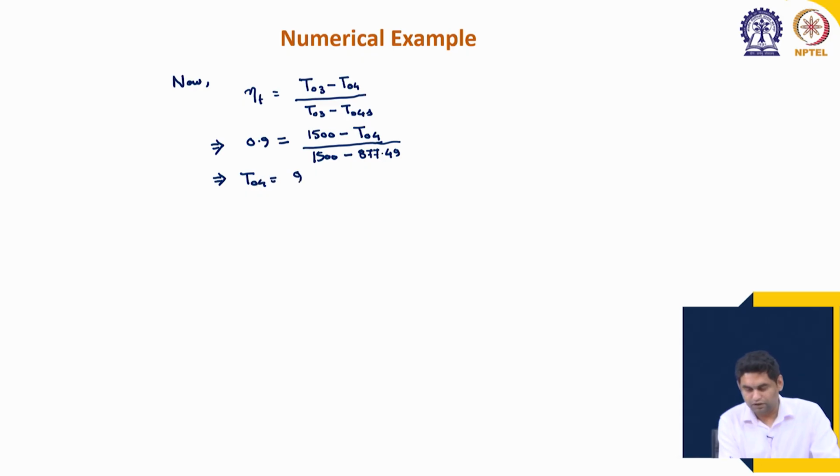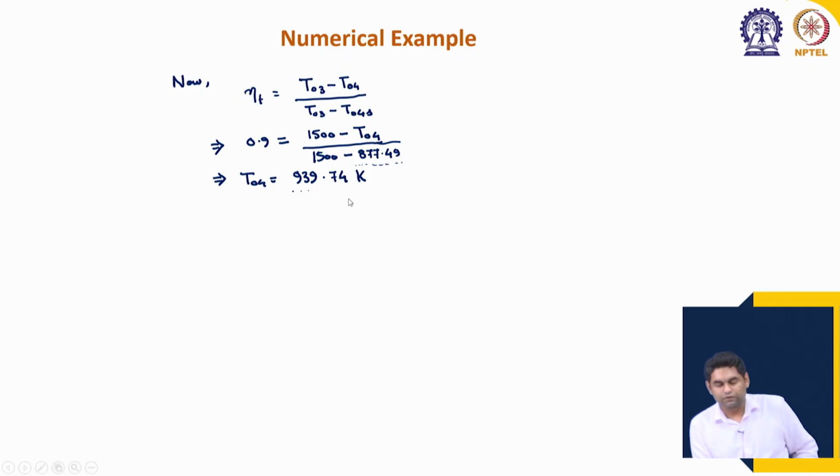of 939.74. Again you can see how the temperature is higher at the exit of the turbine as compared to the ideal case. In ideal case it would have been 877.49, but now we are getting a value of 939.74. So, which means that there is less temperature change in the turbine, which also means that the work output from the turbine gets further reduced.